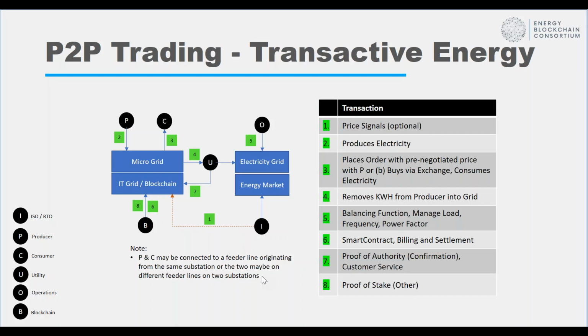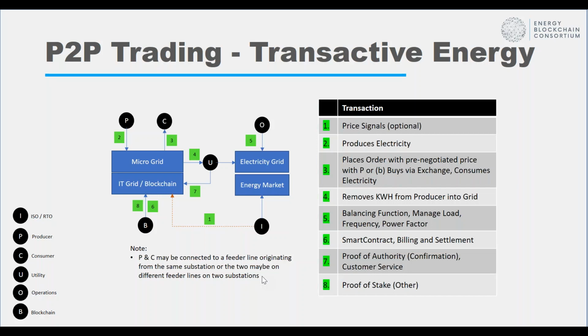And these guys can say, okay, I like it, I'm going to pump more energy. So my solar panel is on, and I am pushing energy into the grid, which is number two. And in number three, the consumer can place a pre-negotiated price order, or he or she can buy via the exchange. But at the end of the day, he or she consumes electricity which was produced by P, the prosumer or the producer.